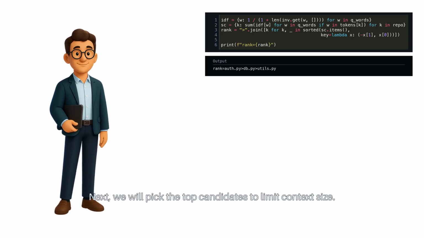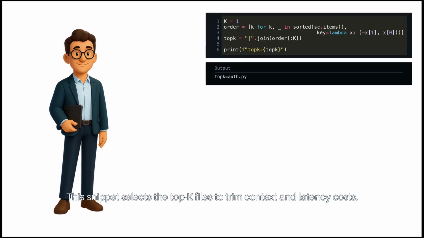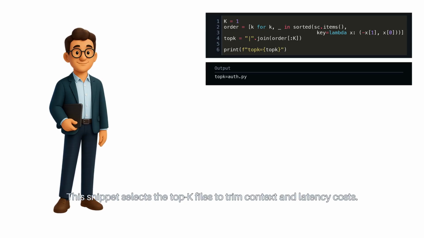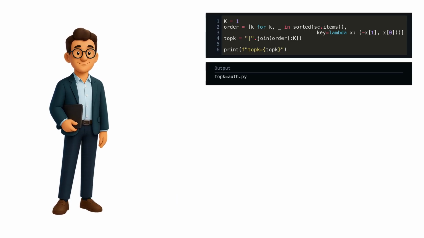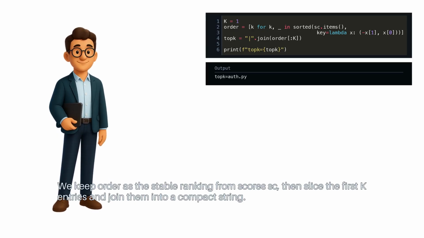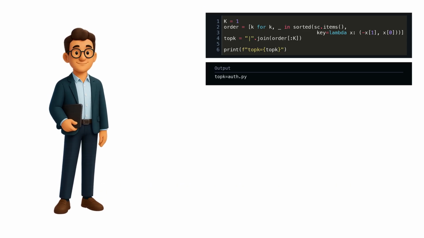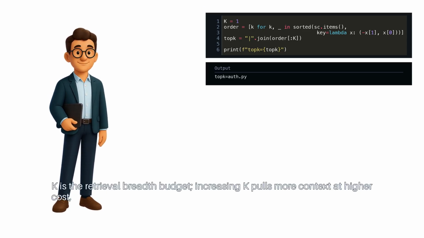Next, we will pick the top candidates to limit context size. This snippet selects the top K files to trim context and latency costs. We keep order as the stable ranking from scores SC, then slice the first K entries and join them into a compact string. K is the retrieval breadth budget.